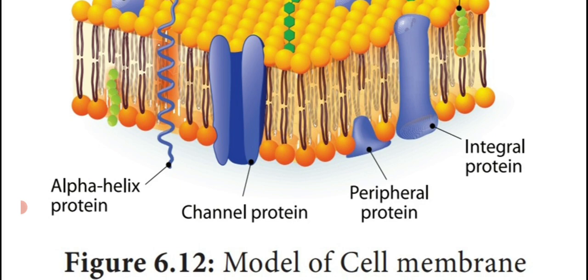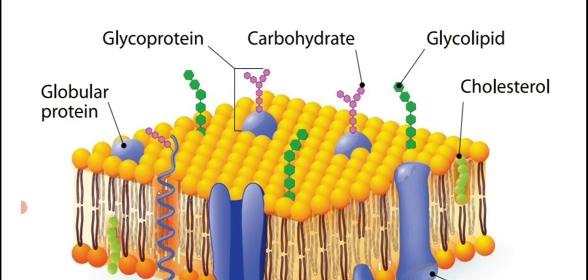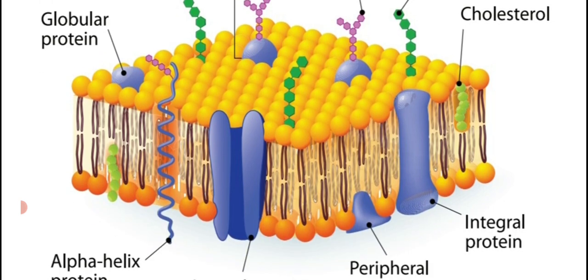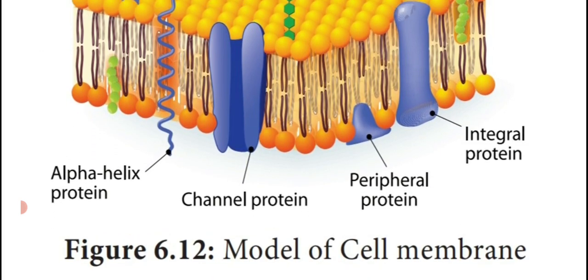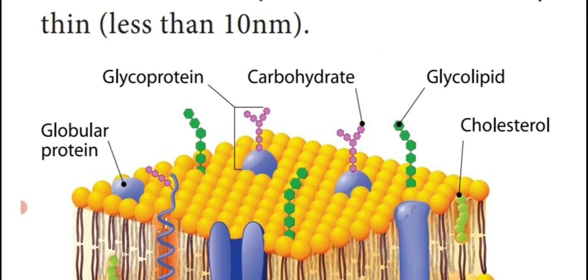Another one, alpha helix protein, is also present here. Then some proteins are oval shaped; they are known as globular protein. Some globular proteins contain glucose molecules or carbohydrate. Those proteins are known as glycoprotein. Apart from that, some cholesterol substance is also present in the bilipid layer. Then glycolipid is also present in the cell membrane. So this is the model of the cell membrane.